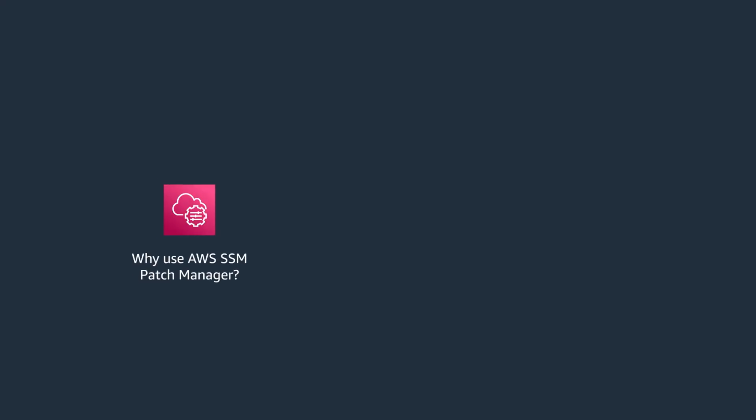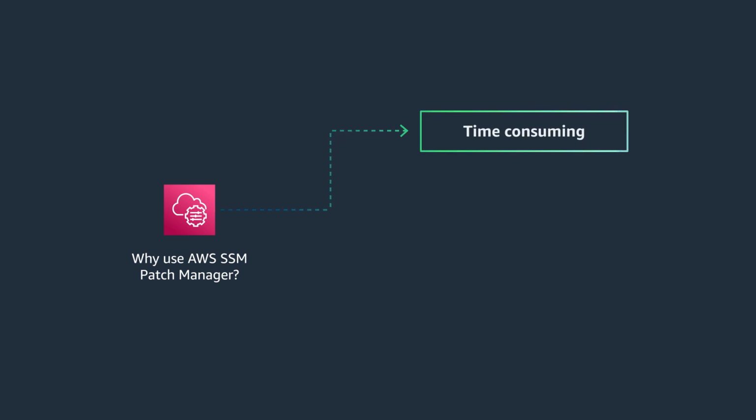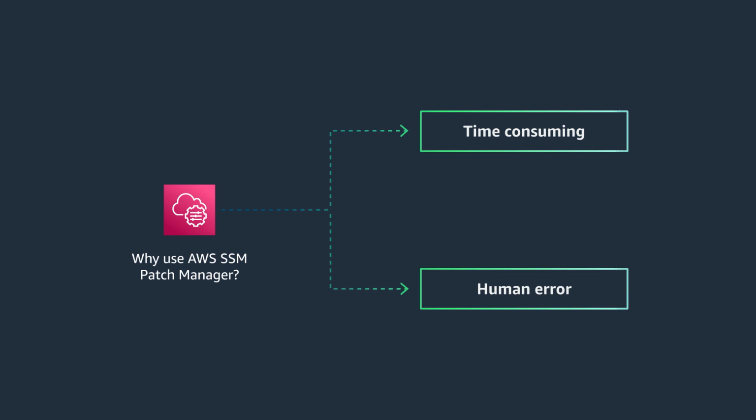Now, first let's start by understanding why enterprise customers want to automate patching of their EC2 instances. Enterprise customers often run a large number of EC2 instances. It could be 100 or 1,000 instances which run a number of different applications on it. Patching a large number of instances manually takes a long time, and there is a scope for mistakes, which is why companies want to automate the process.